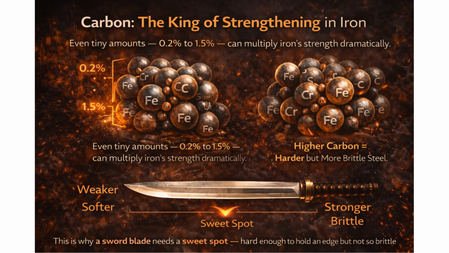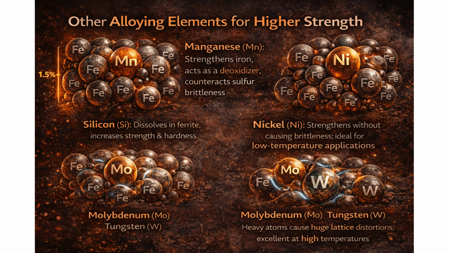Carbon is the king of strengthening in iron. Even tiny amounts, 0.2% to 1.5%, can multiply iron strength dramatically. Higher carbon equals harder but more brittle steel. This is why a sword blade needs a sweet spot, hard enough to hold an edge but not so brittle it shatters. Manganese, Mn, is another powerful strengthener.